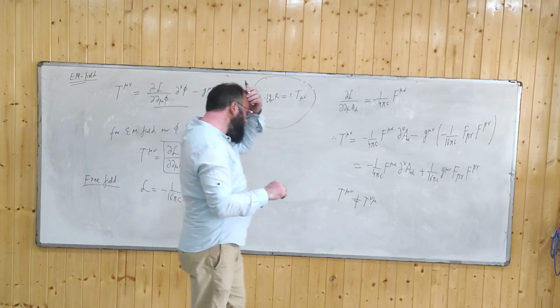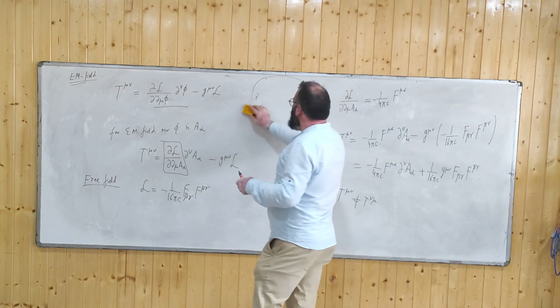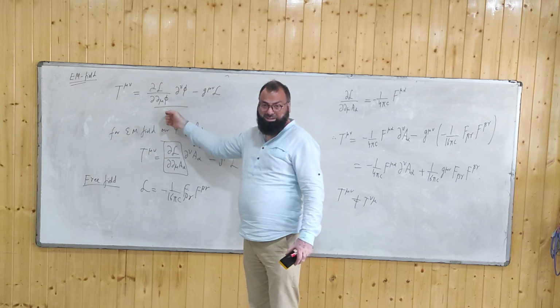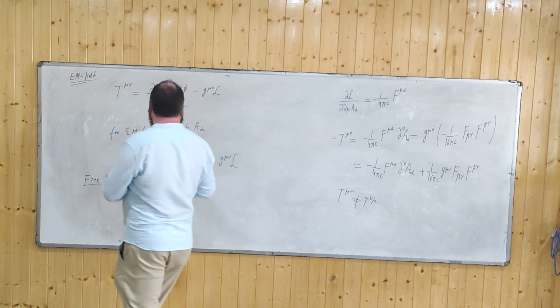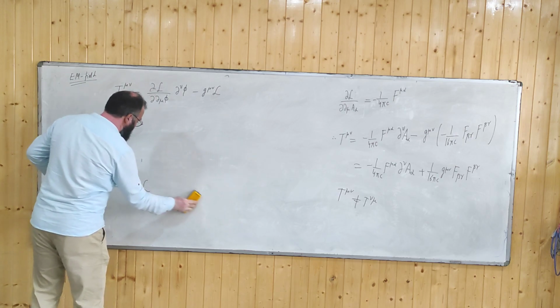Okay, next, another problem why we need to symmetrize it. This object is non-unique. So this object is non-unique. Let's look at it, then we can fix that very Lagrangian.